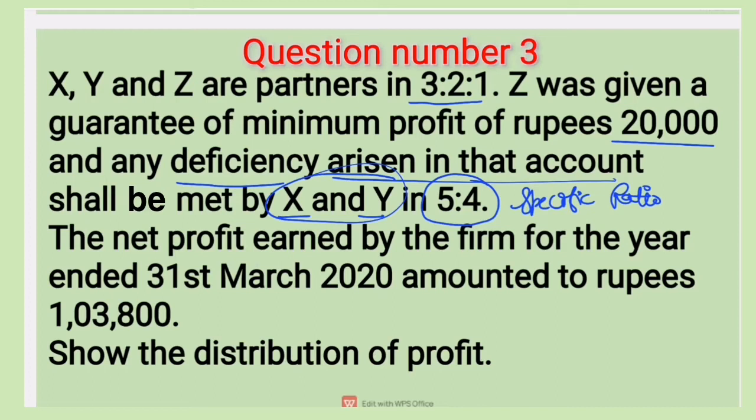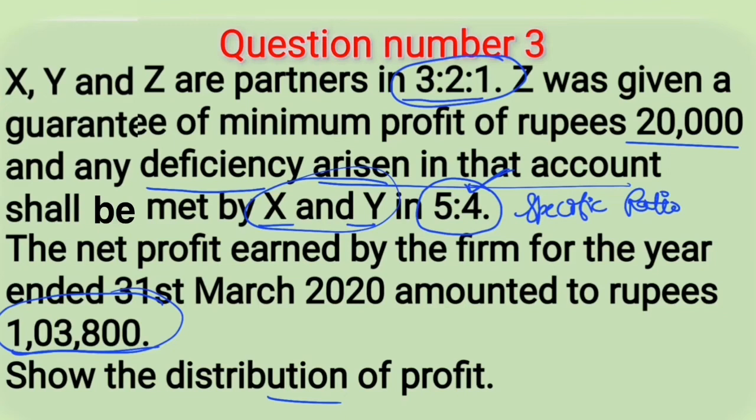The net profits earned by the firm for the year ended 31st March 2020 amounted to rupees 1,03,800. Show the distribution of profits. So here we have to notice two things. Number one is net profits available with us are 1,03,800. Then profit sharing ratio is 3:1. But if there is any deficiency, then the deficiency will be covered up by X and Y in 5:4. So let's start doing it.